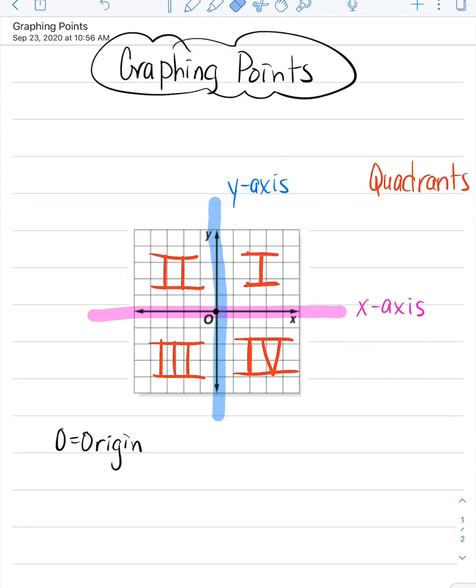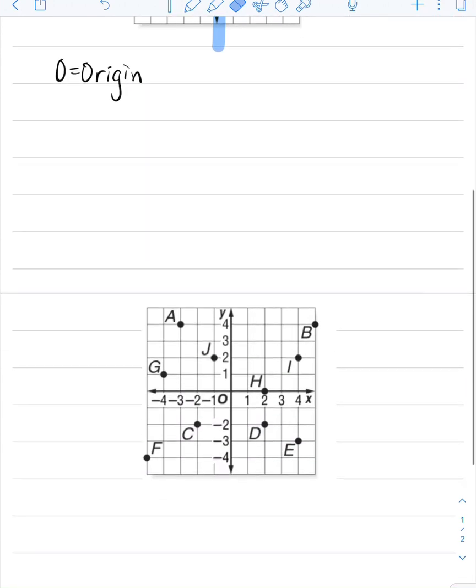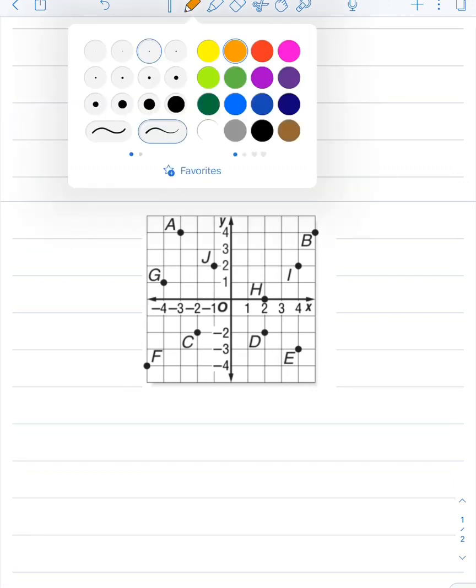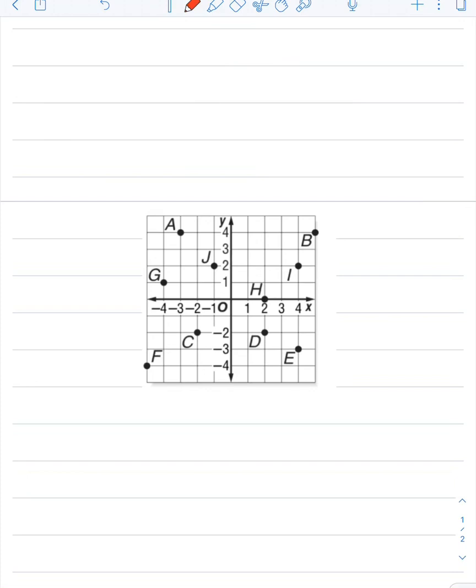So now that we've looked at the parts of a graph, let's talk about how you may encounter this, or the type of questions you might hear. One of the questions you may hear is, which quadrant are these points in? So let's practice that. If you are asked that, the very first thing I would do is remind myself this is the first quadrant, the second quadrant, the third quadrant, and the fourth quadrant.